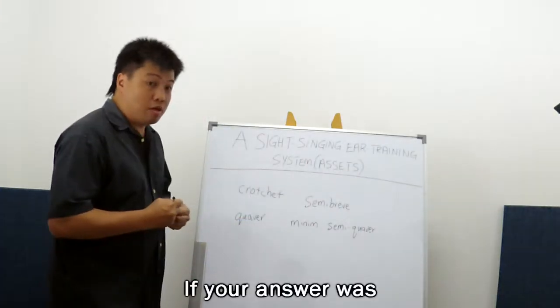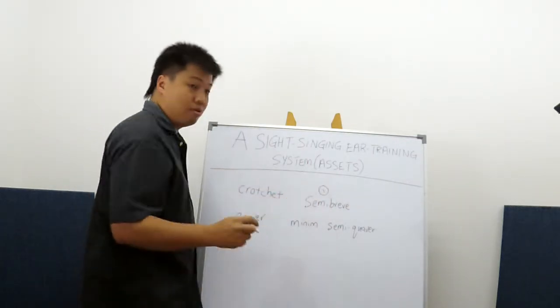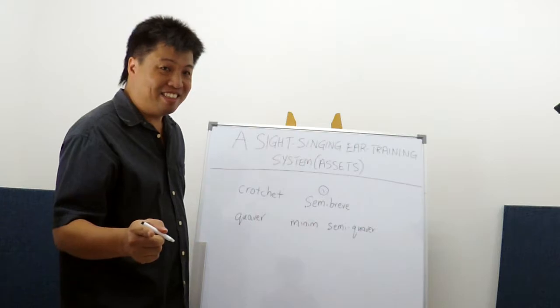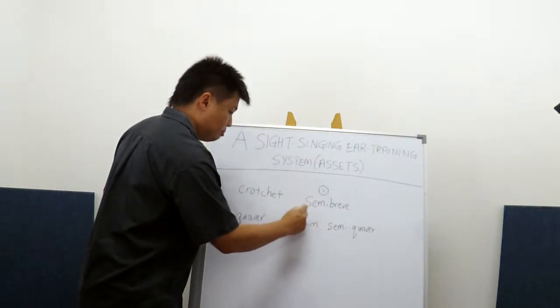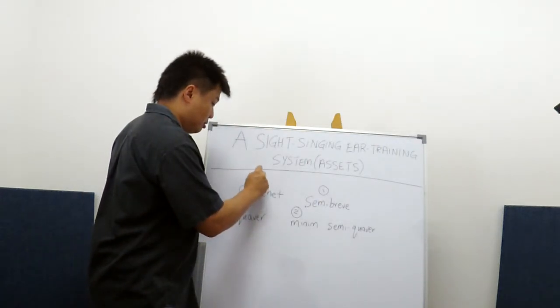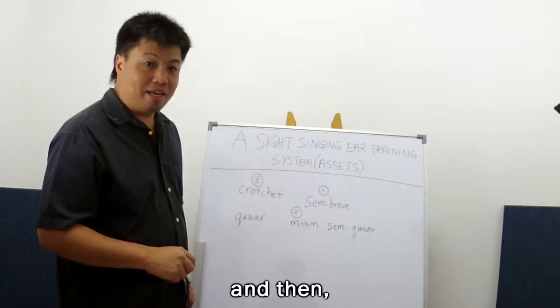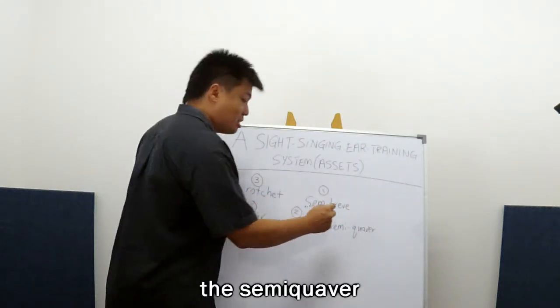If your answer was semibreve, you're right. What follows next is the minim, and then the crotchet, and then the quaver, and finally the semiquaver.